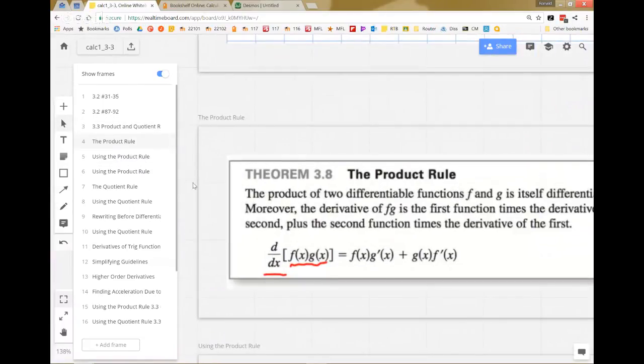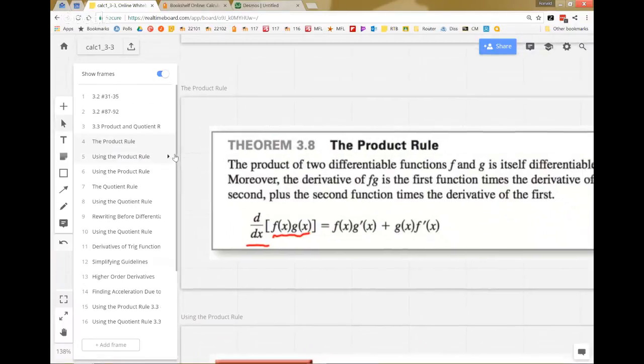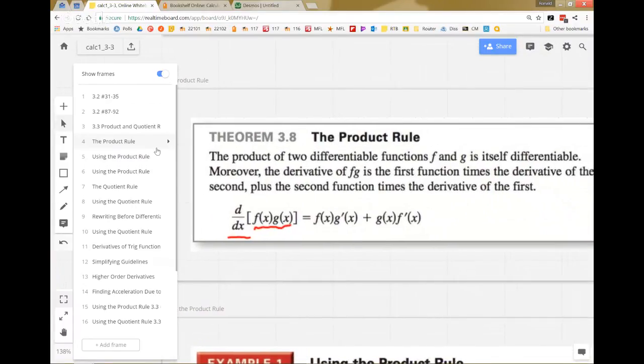So the product rule, here it is. It states the product of two functions being multiplied together, f of x times g of x. Those are two separate expressions. And when they're being multiplied, sometimes when you multiply them out, you still can't find the derivative.